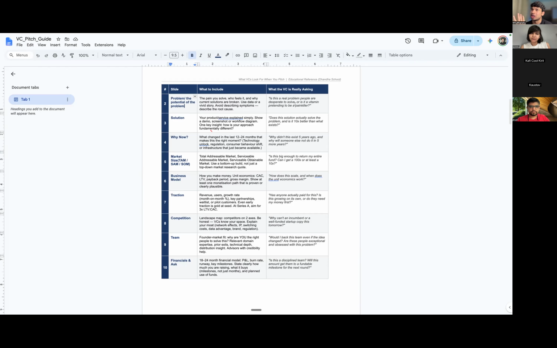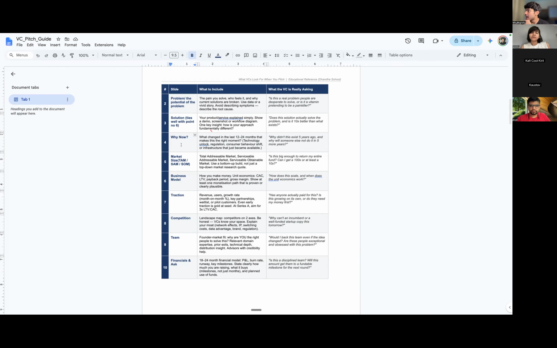Solution. Your solution is the solution. I'm not going to read it out. Simply, what are you proposing? What is your business model? Kind of point number 3 and point number 6 tied together. Ties well. Point number 4 is also very important, which is the timing aspect.